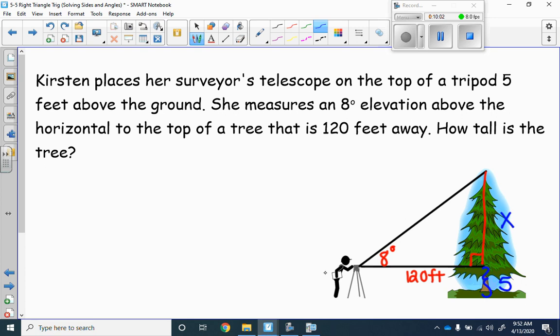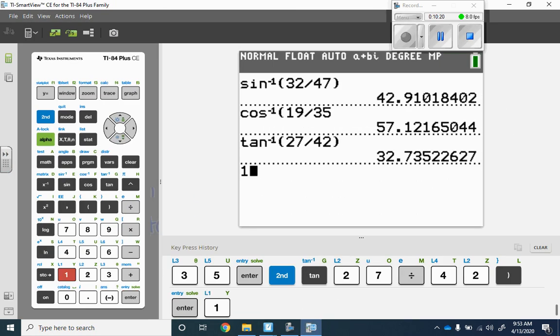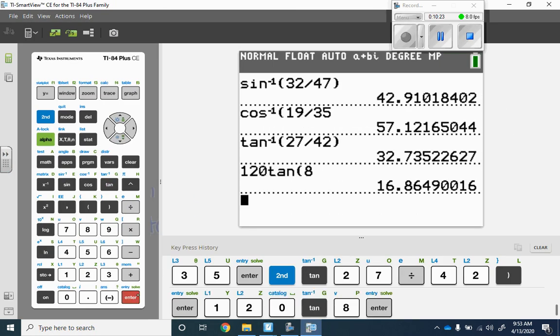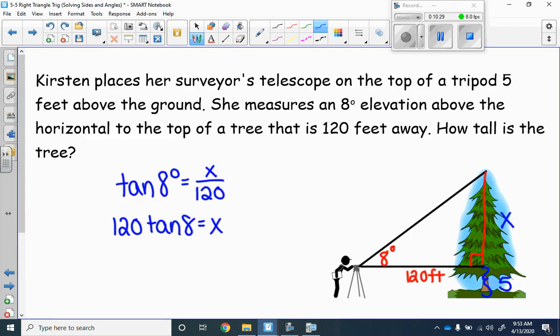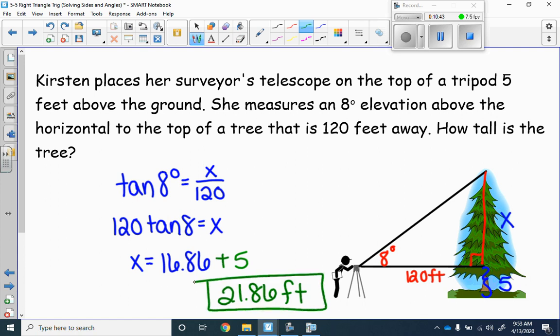But I can solve this triangle now using tangent. So the tangent of 8 degrees is equal to x over 120. And so now take 120 times the tangent of 8, and we get 16.86. So x is equal to 16.86 feet. But then we have to add on that 5 feet. So then really we have 21.86 feet, which is going to measure the height of that tree.